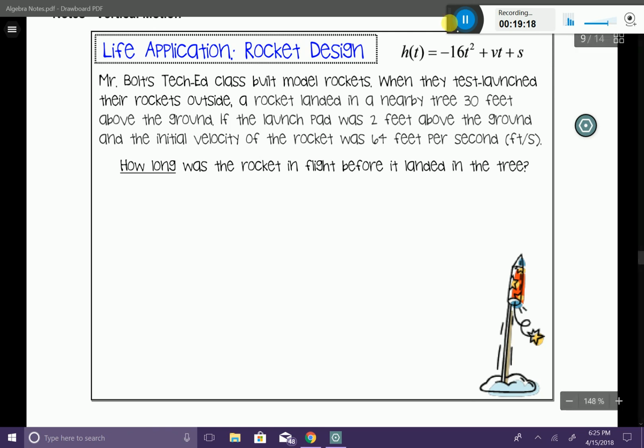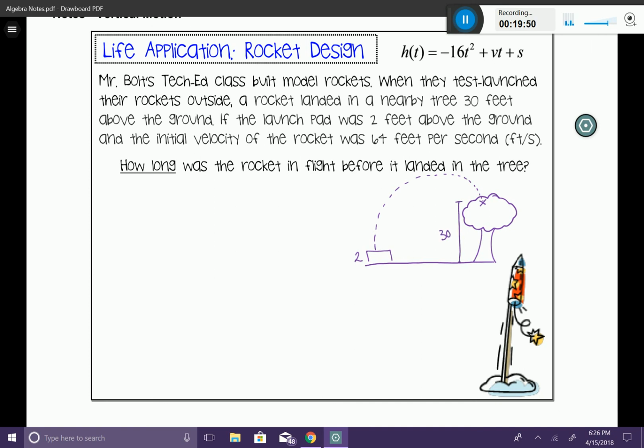So just kind of a little picture of what's actually happening here. You can see that we have a tiny little launch pad over here of 2 feet. And we have a rocket that is going to go in a parabolic form, and it's going to continue until it gets stuck in this beautiful oak tree outside the school. And this oak tree just happens to be 30 feet above the ground. So that's kind of what we're looking at here as a picture. It's always really helpful to draw a picture.